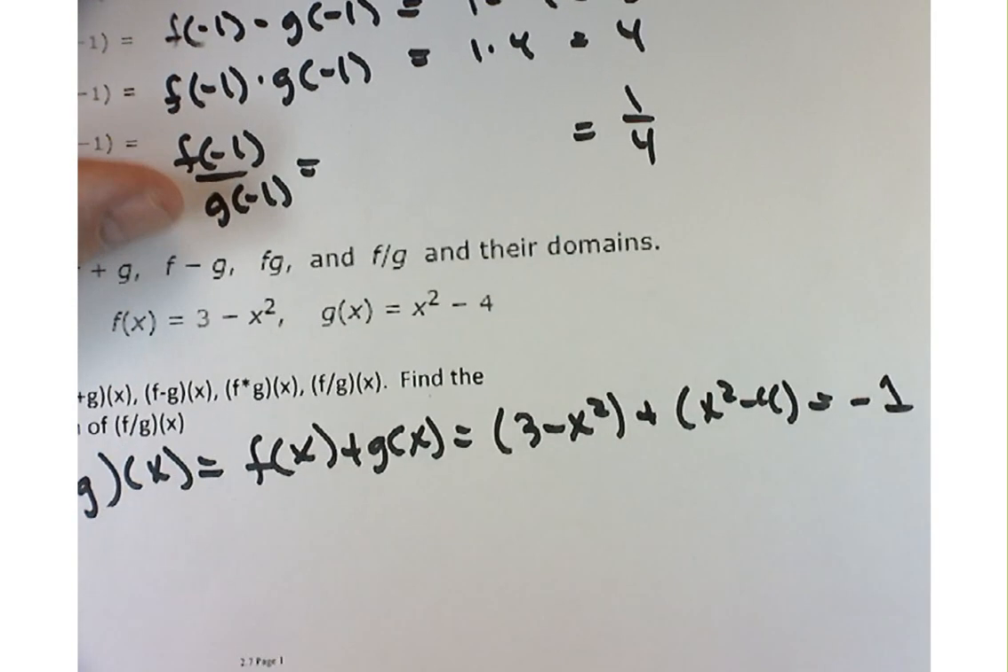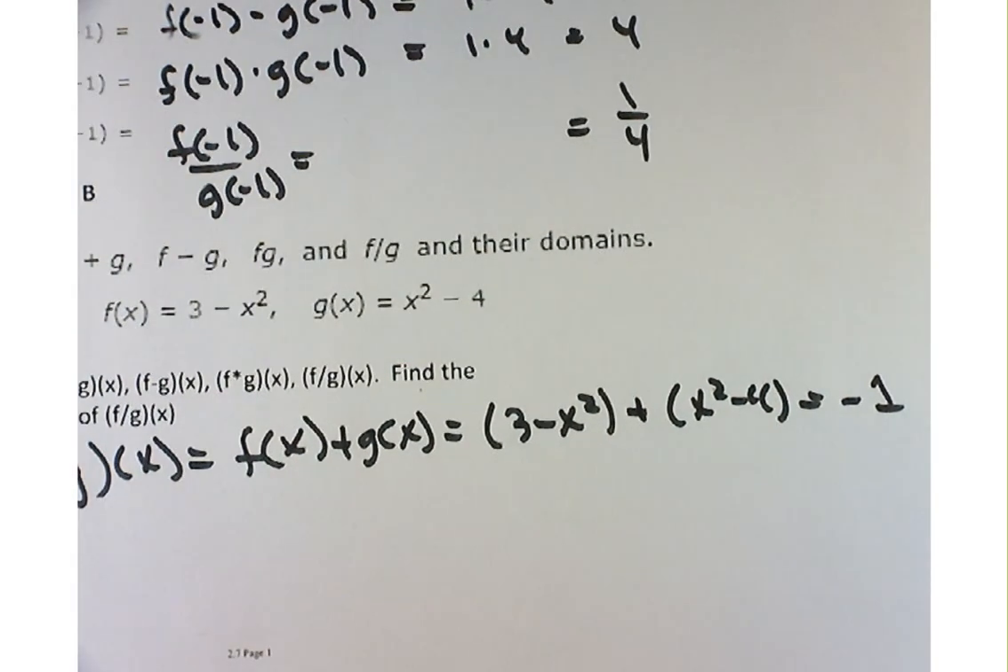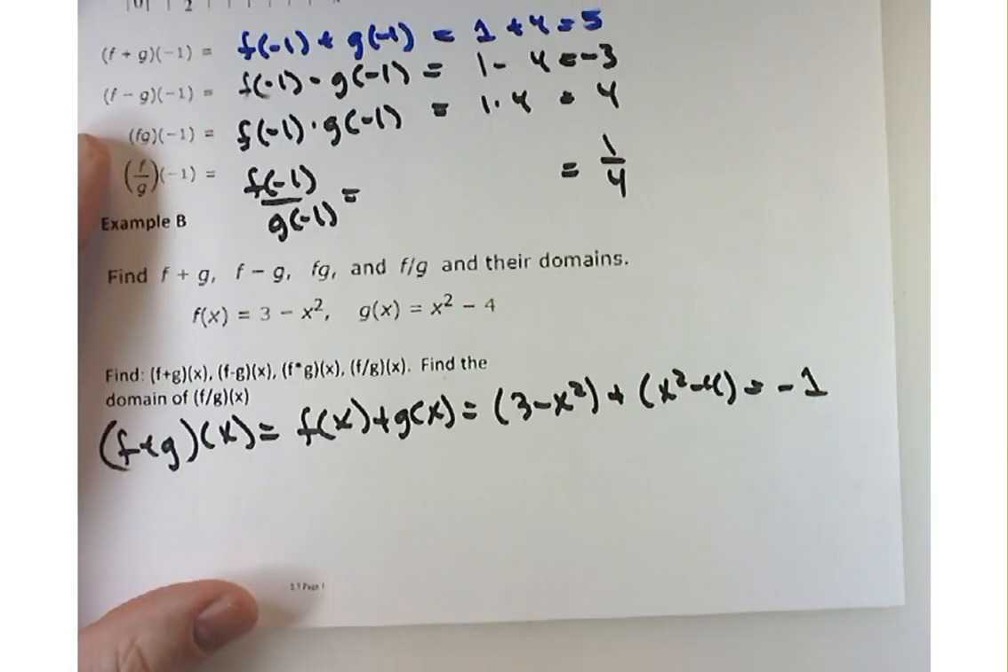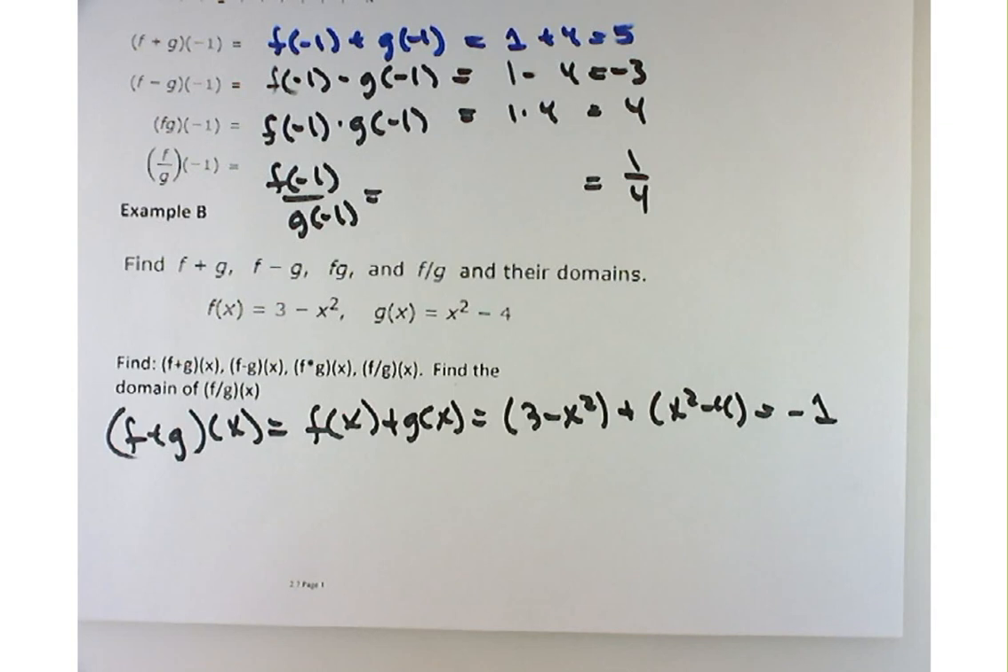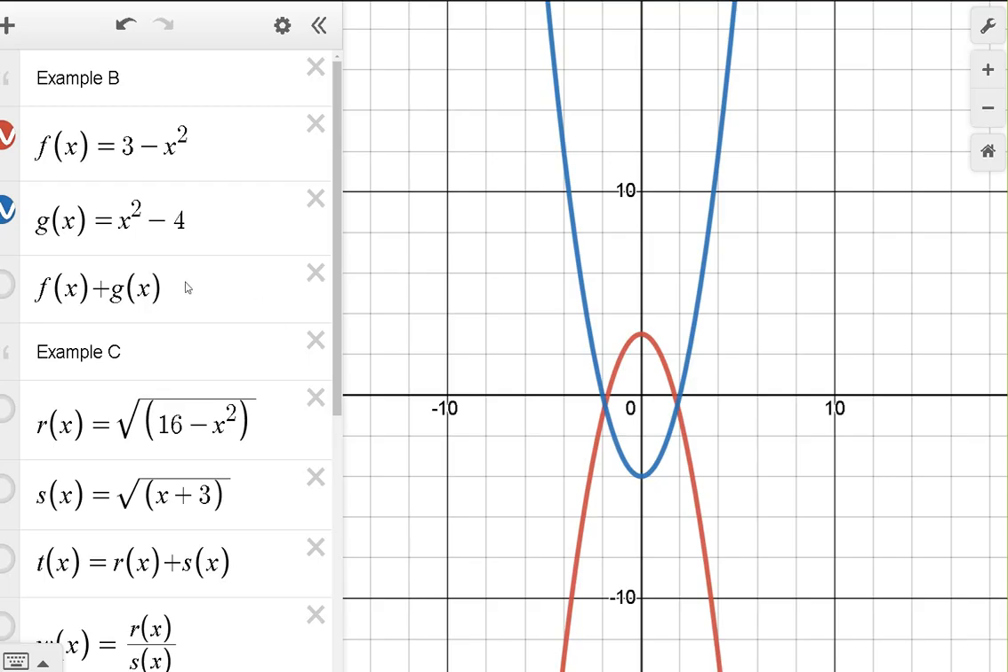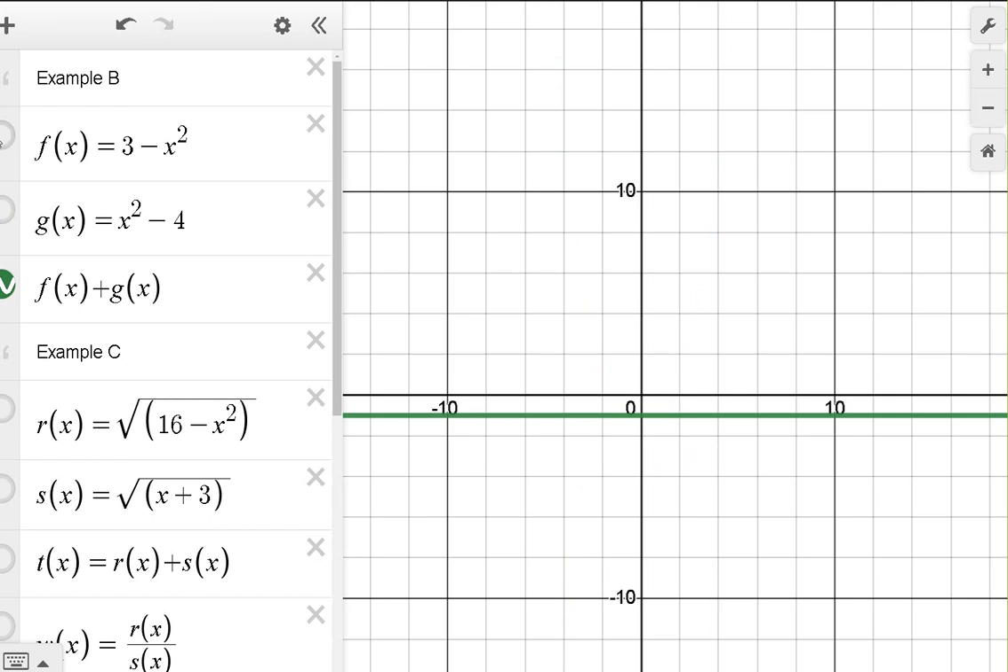Negative 1. So interestingly enough, what would the graph of, say, y equals negative 1 look like? Yeah, just a nice horizontal line. If you take a look at the combination of those two functions, bam, that's exactly what you get. It's just a nice horizontal line. So no surprise there. I think you've got the notation part of this down.